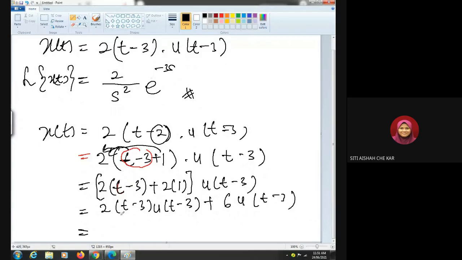2 over s square, exponent negative s. And this one, Laplace 6 over s, because it has a shifting exponent negative 3s. So this is your final answer. You kena alter sikit. Boleh? Okay?